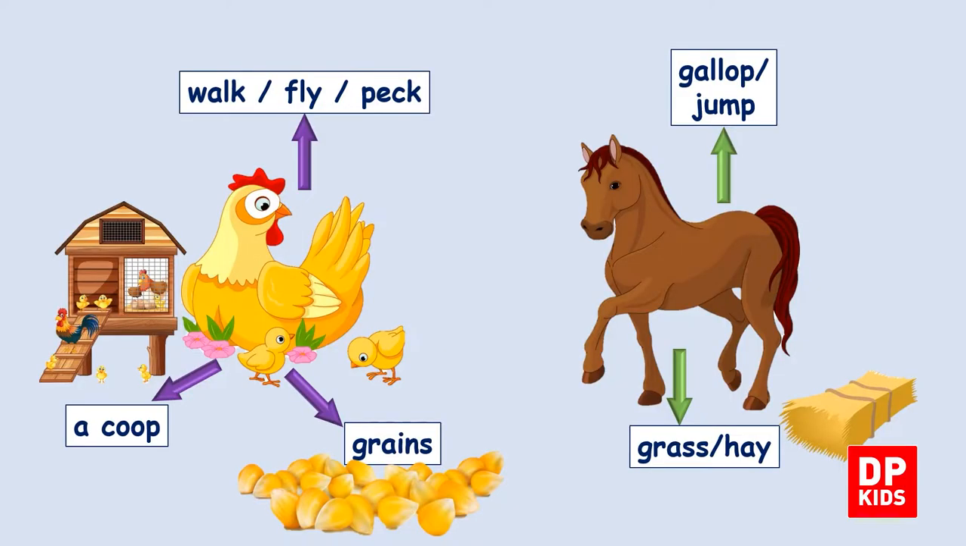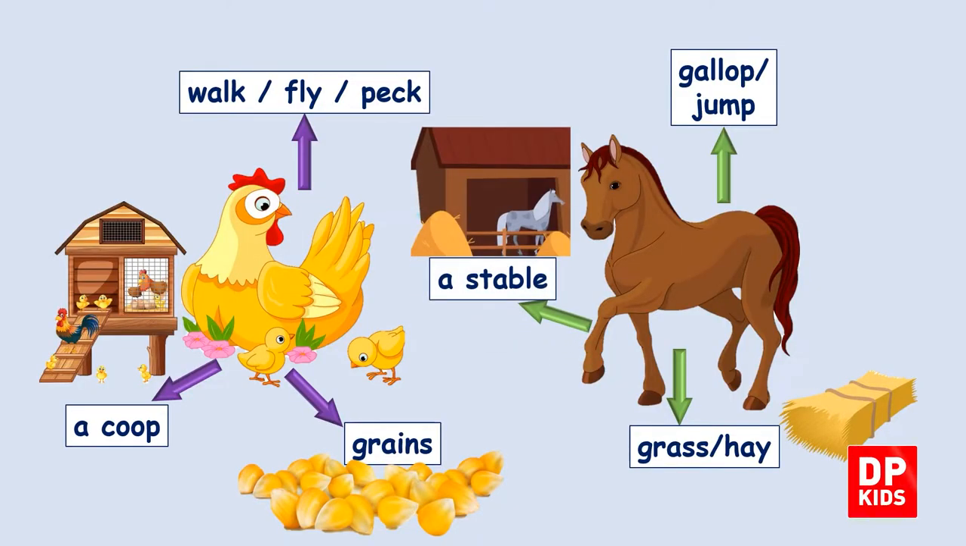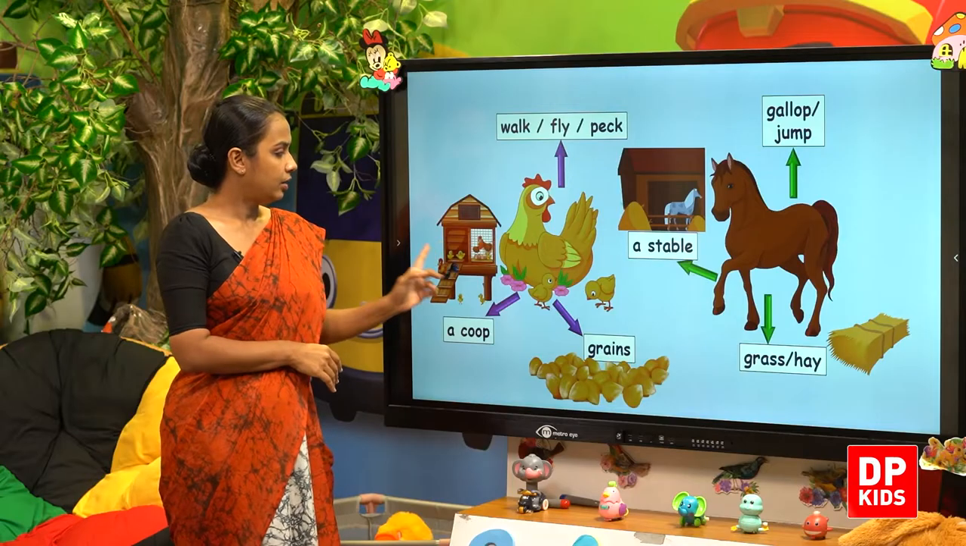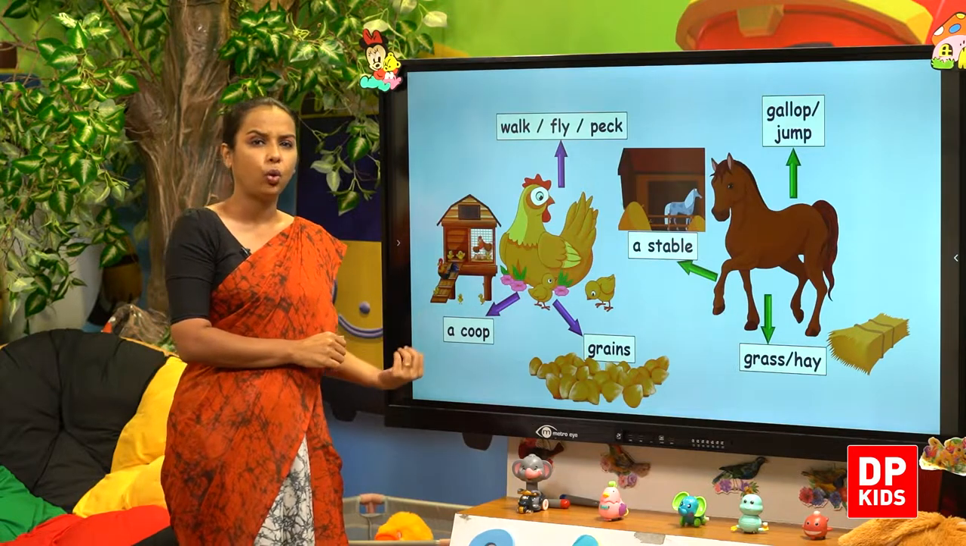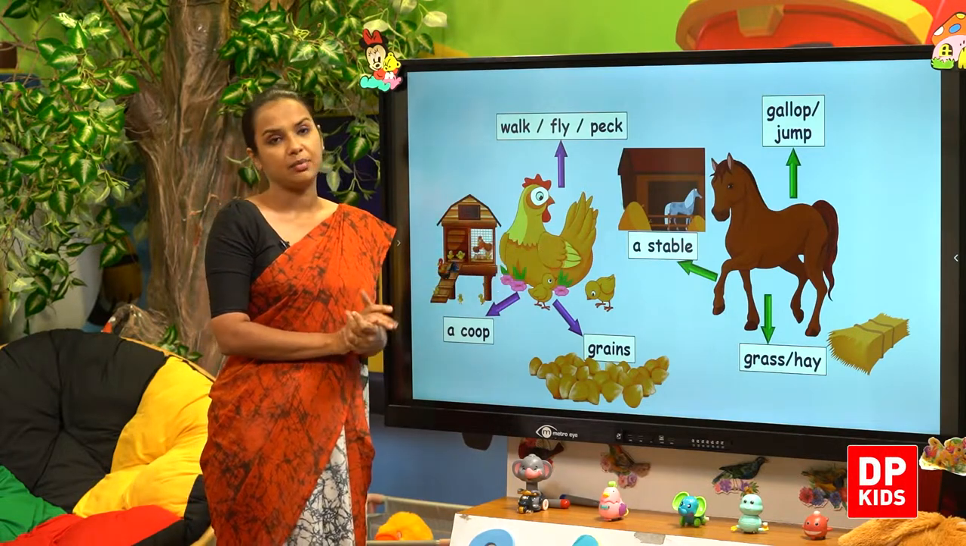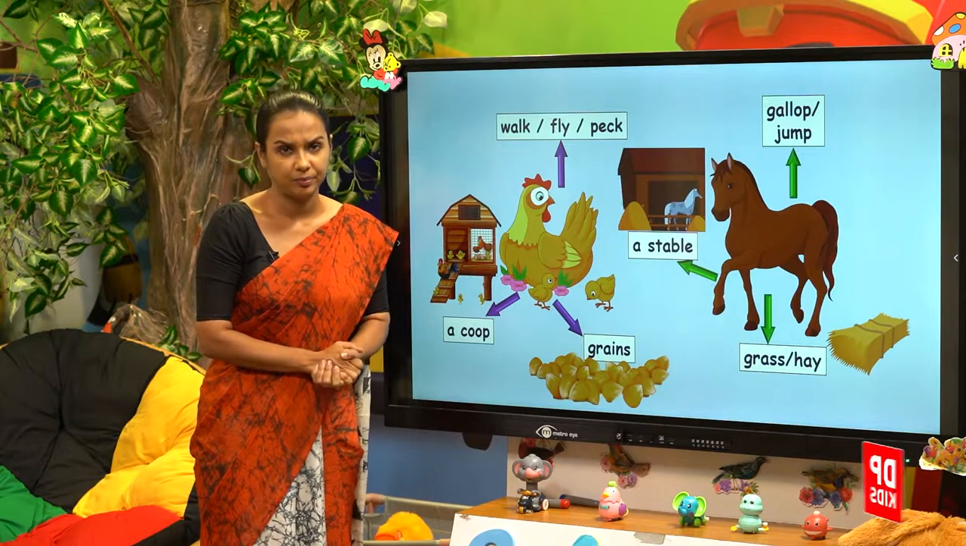So where does the horse live? In a stable. Asagalata api kiyenawa a stable. So kukul kudata mokada kiyanne puthe? A coop. We call the horse's home a stable, right?